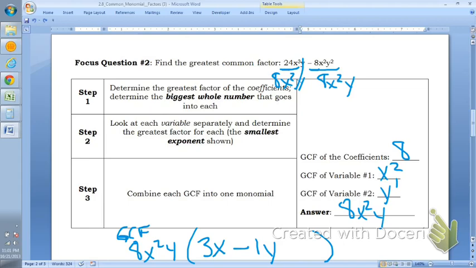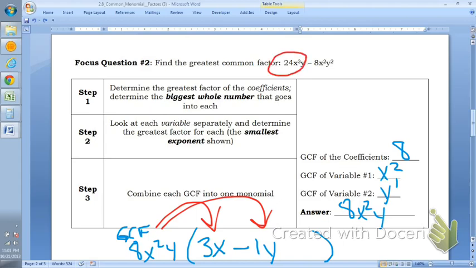If you wanted to check your work to see if you have the right answer or factor pair, you should be able to multiply or distribute the greatest common factor inside the parentheses and get your original problem. 8x squared y times 3x is equal to 24x to the third y, and 8x squared y times negative y is equal to negative 8x squared y to the second. So that's a way you can check yourself.